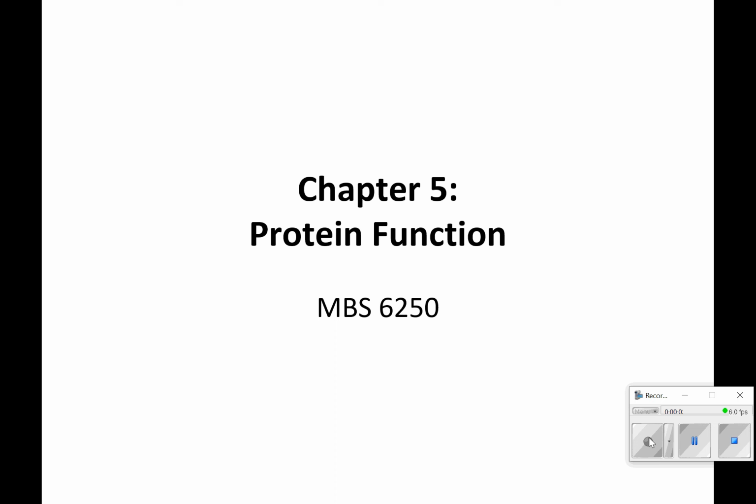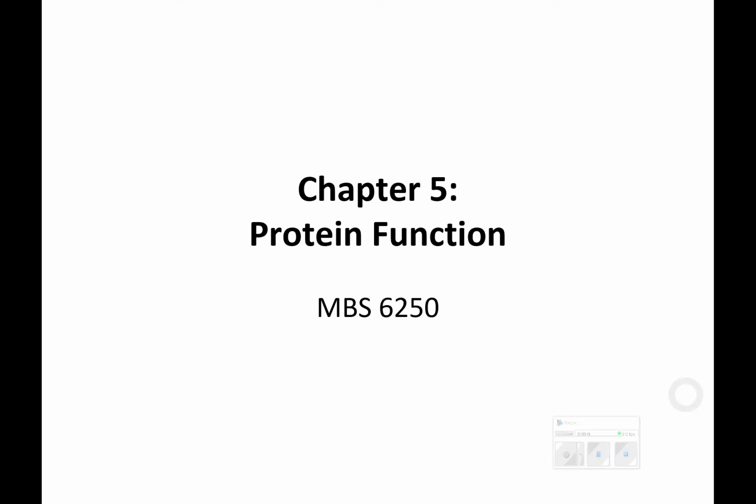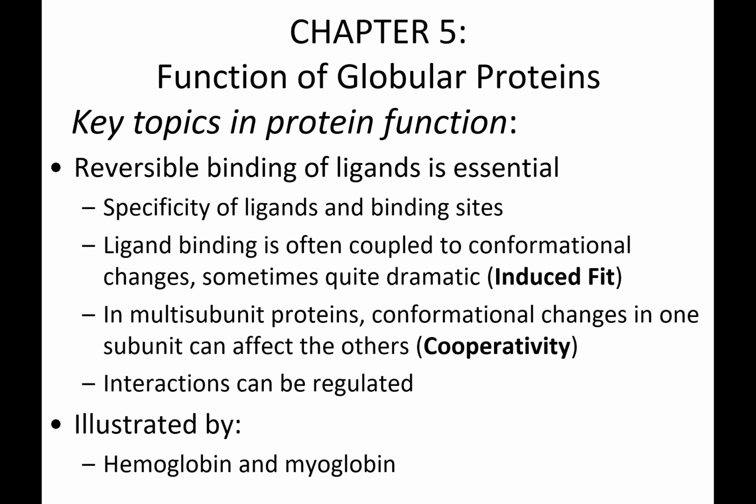Now that we have studied the forces that drive a protein into the folded state, we want to pay more attention to protein function. To understand protein function, we want to take a look at the reversible binding of ligands. In order to truly understand how a ligand can interact with a protein, we will use the examples of hemoglobin and myoglobin. Both hemoglobin and myoglobin can reversibly bind to oxygen, and they do so in different ways.